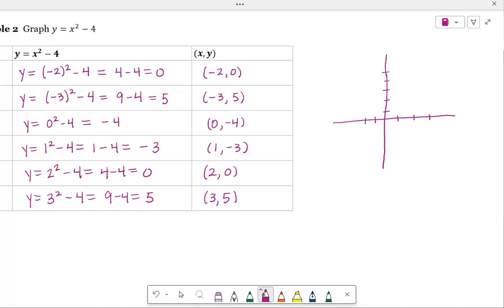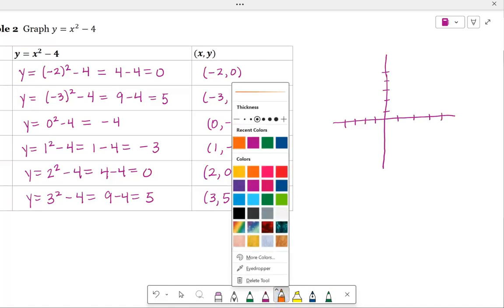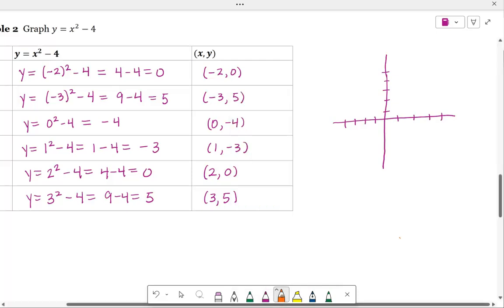Just putting together a rough sketch. All right, one of the points was (-2, 0). Let's see, (-2, 0) would be here. We have (-3, 5), so that's going to 1, 2, 3, 4, 5. That's going to be up here. We have (0, -4), (1, -3), which is here, (2, 0), and (3, 5).